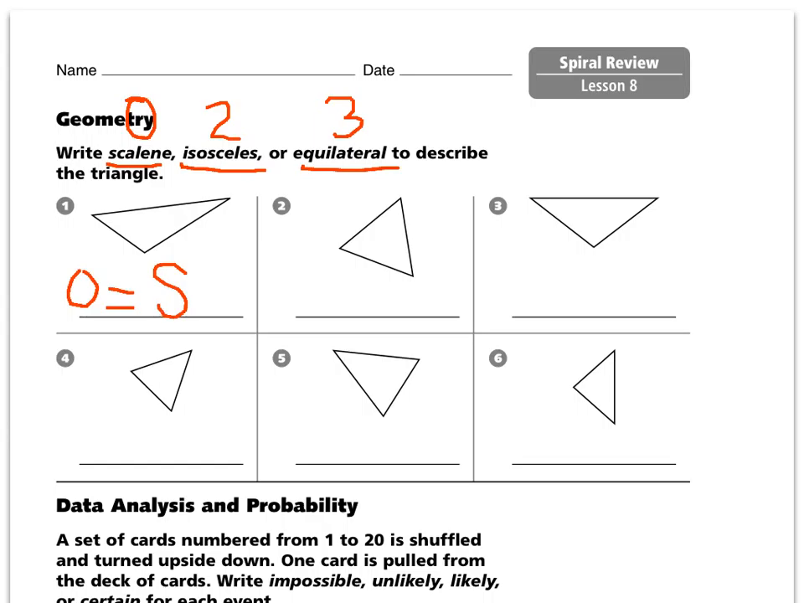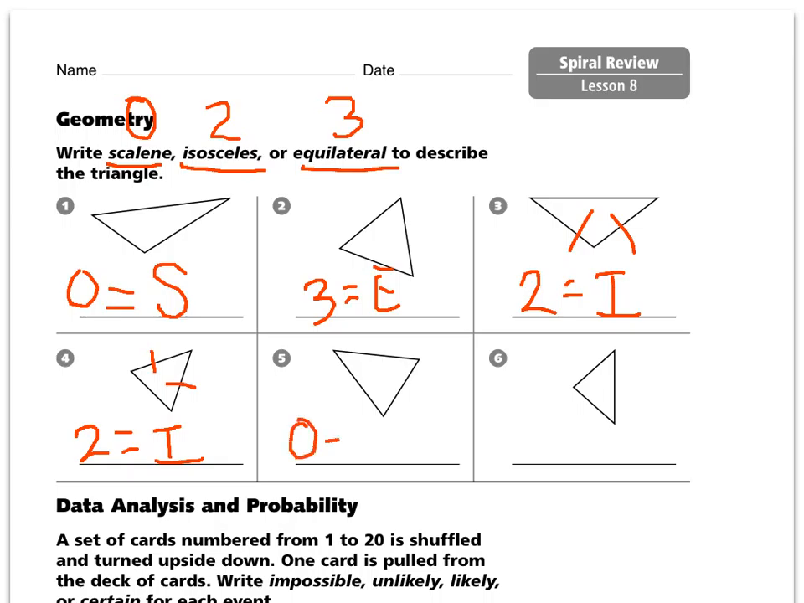Number 2 has all 3 sides that look to be the same length, which would be an equilateral. Number 3 has 2 sides that are the same length, which is going to equal an isosceles. Number 4 has 2 sides that are the same length, which equals an isosceles. Number 5 looks to have 0 sides the same length, which equals scalene. And number 6 has 2 sides that are the same length, which is going to equal isosceles.